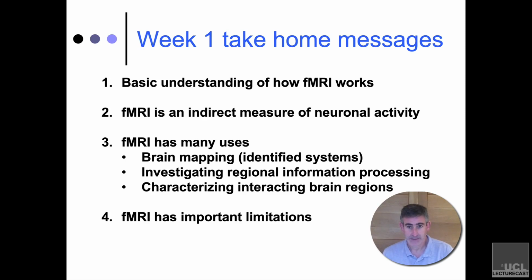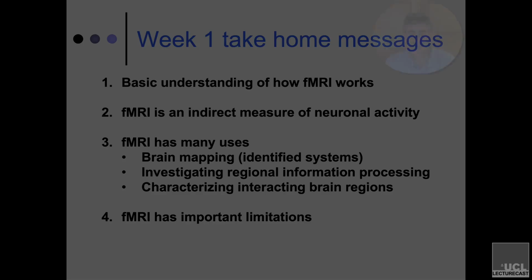You can identify and investigate regional information processing using things like neural adaptation. And we'll talk about that in much more depth. And then you can also use it to characterize the interactions between brain regions, and that is an important aspect. At the same time, there are very strong limitations that you need to bear in mind so that you're using fMRI appropriately and not doing, say, for instance, some sort of modern phrenology.